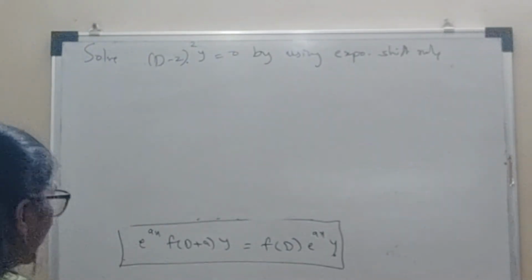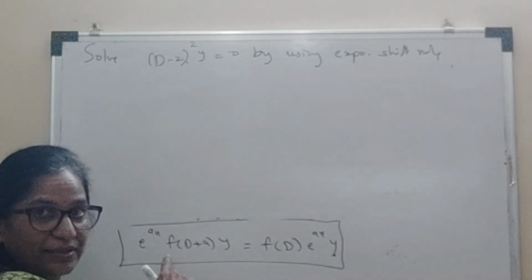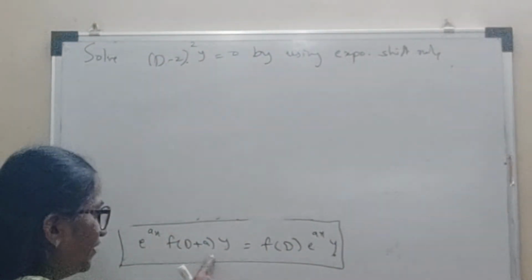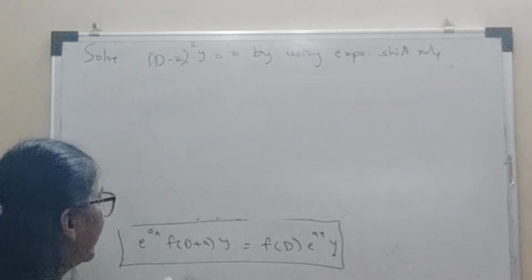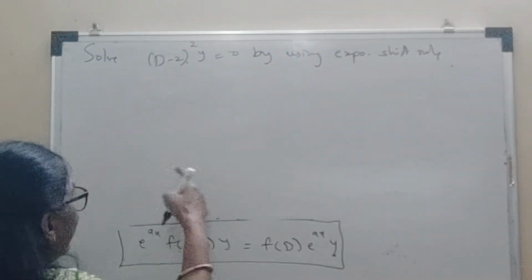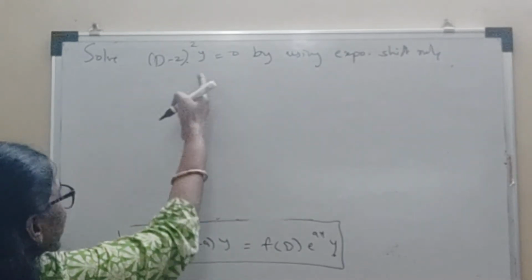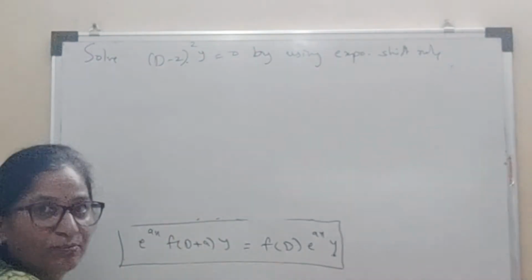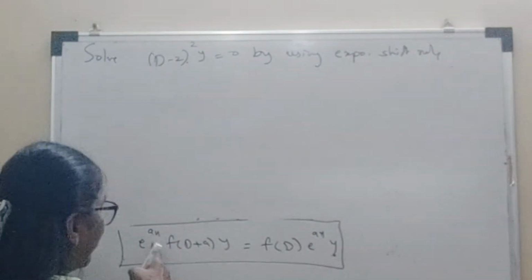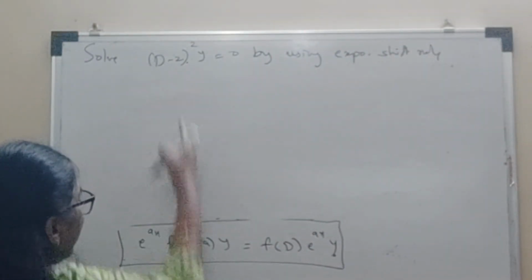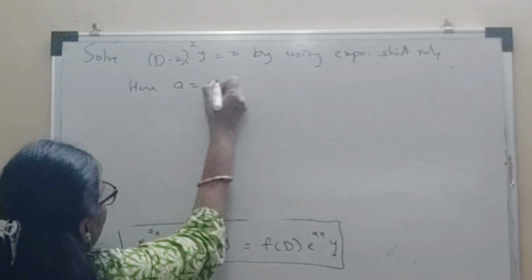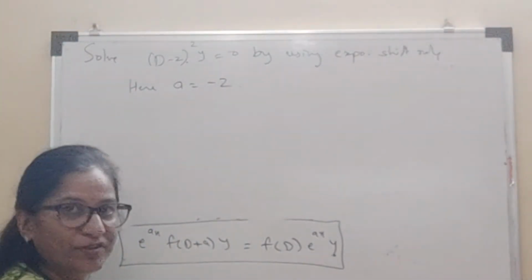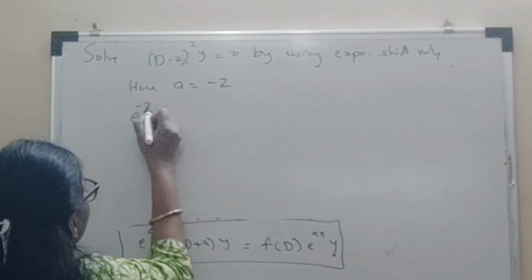So we are going to use this exponential shift rule, that is e raised to x f of D plus a operates on y is equal to f of D into e raised to x. See the form. Over here the term e raised to x is not there, so we multiply first of all on both sides by e raised to x. What is a first of all? A is nothing but, compare with this one. So here a is equal to minus 2. So we multiply on both sides by e raised to minus 2x.